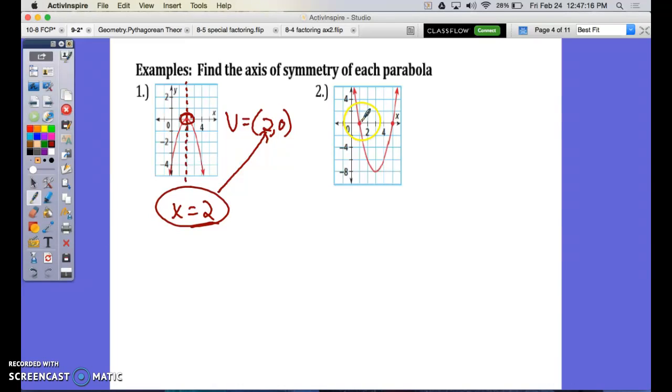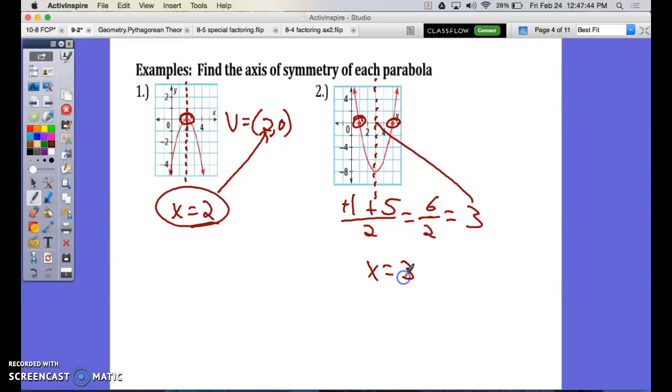Over here, I have an x-intercept, or a zero of -1. I have also an x-intercept of 5. I add them together, divide by 2. And, I'm sorry, this is +1. What am I doing? And +1 plus 5 gives me 6. 6 divided by 2 gives me 3. As you can see right here, that is right where my parabola is chopped in half. My equation of my axis of symmetry would be x equals 3.